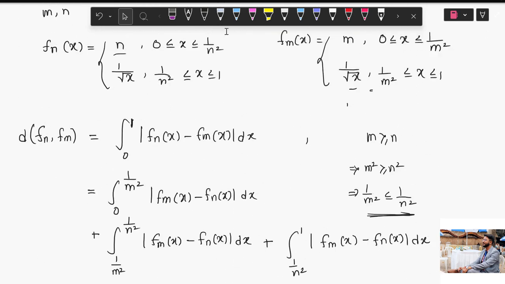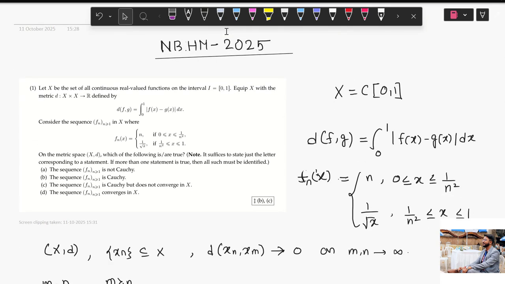So here let us see the options. Option A is saying that the sequence is not Cauchy, so option A is not correct. Option B is saying that the sequence is Cauchy, so definitely option B is correct. Option C is saying that the sequence is Cauchy but not convergent in X, this is again correct. Option D is saying that the sequence is convergent, so this is not correct. So option B and option C are our correct options. You can see the answer is also given the same, option B and option C. So that's all about our question number 1.